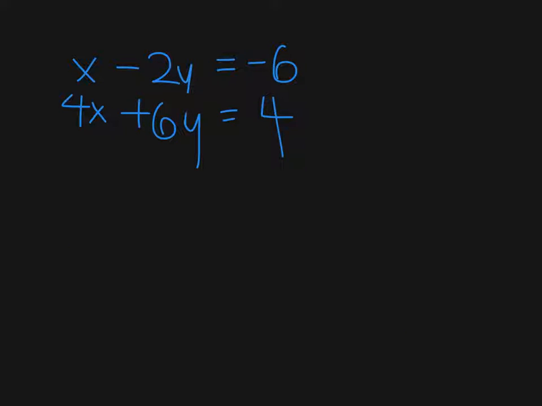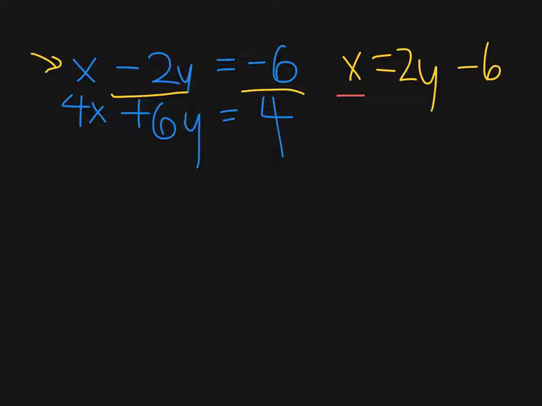Similar situation here. I've got x minus 2y is equal to negative 6, and 4x plus 6y is equal to 4. I have to do a little bit of rearranging, but I'm going to use this equation right here to set it up so that x is the variable all by itself on the left-hand side. How I'm going to do that is I'm going to add 2y to both sides. When I add 2y to both sides, I'm left with x is equal to 2y minus 6. So all I did was I added 2y to this side and I added 2y to this side.